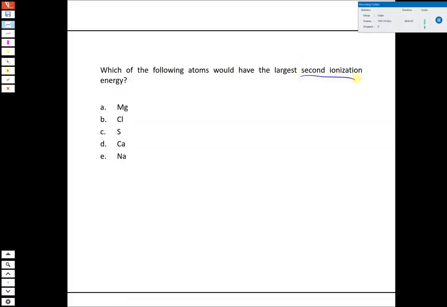So what we're looking for here is which of the following atoms would have the largest second ionization energy? Anytime we're doing an ionization energy that's greater than the first, that periodic trend only works for the first ionization energy, which is removing the first electron. If we want to do it for second, third, fourth, fifth, whatever ionization energy, anything beyond the first one, we have to first look at the number of valence electrons. So that's going to be our strategy in these types of problems.